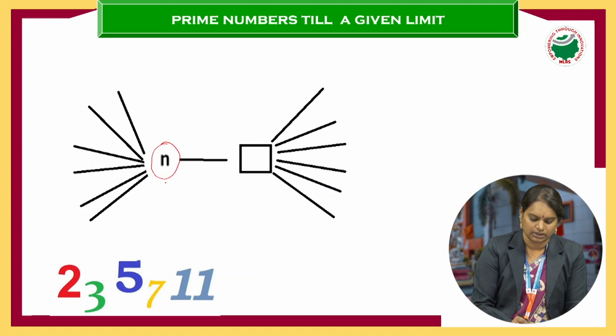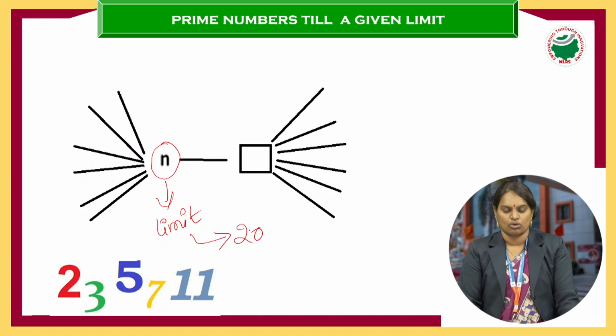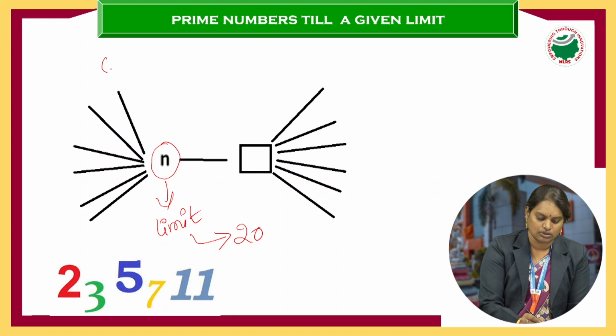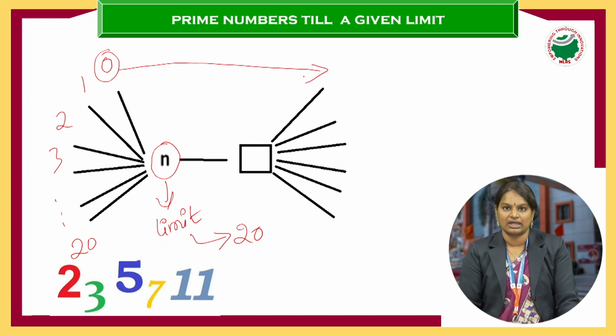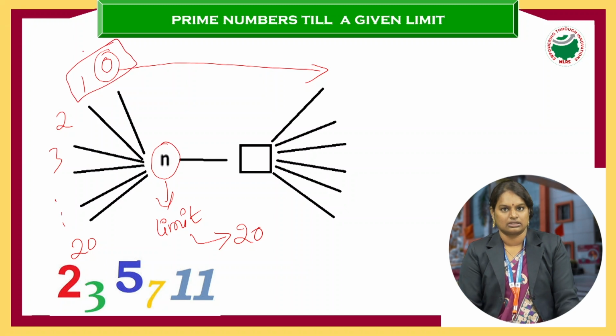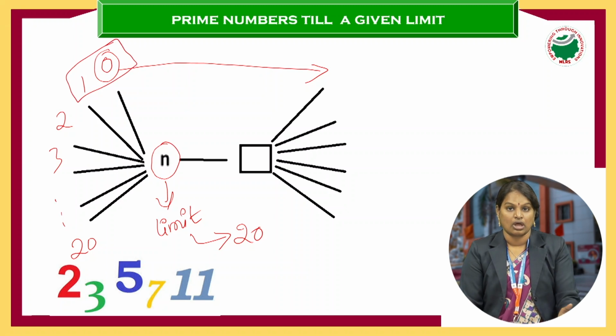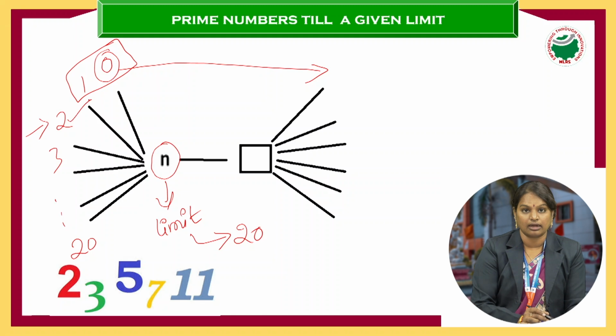This n is my limit. Let us think that the limit is 20. So starting from 0, 1, 2, 3, and so on to 20, every digit should be checked whether it is divisible by 1 and itself. Let us not take these two conditions, because 0 is neither prime and 1 is neither prime. How to write code for 0 and 1, which are not prime, we will also look into. Let's start from 2.